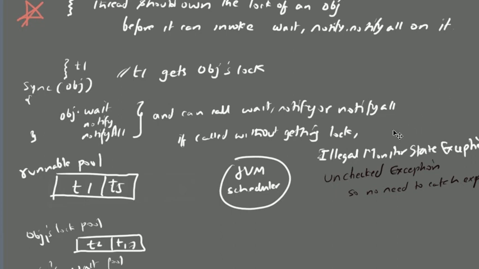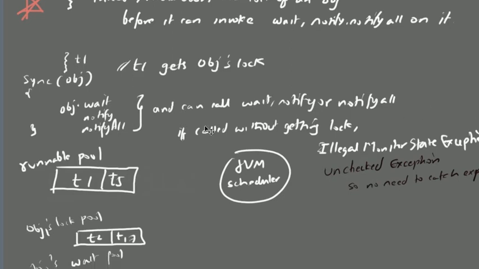So once T1 gets obj's lock, it can call wait, notify, or notifyAll, which are defined in the Object class. Because every object that you create is a type of Object, or implicitly inherits the methods defined in the Object class, you can invoke these methods on that instance.